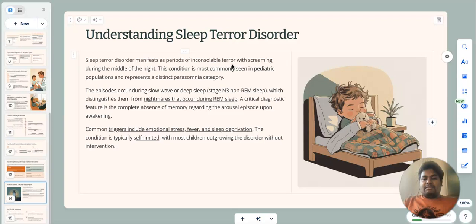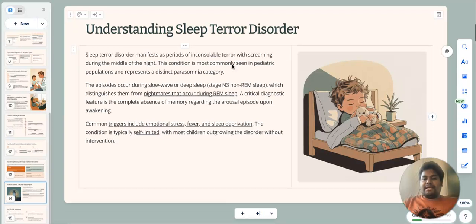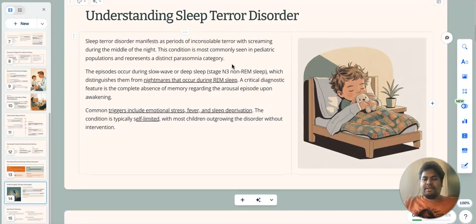Okay, and here in this case, one thing is that the baby or the child doesn't have the memory of what really happened in the morning. Although they went through that phase, they don't have the memory of that.